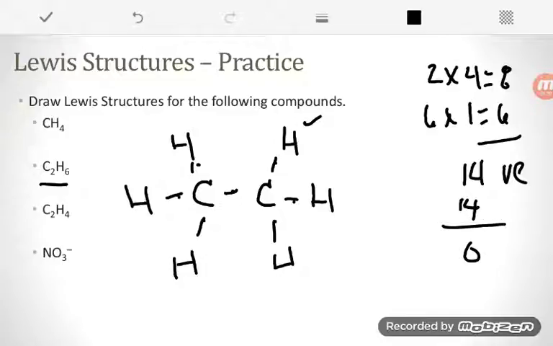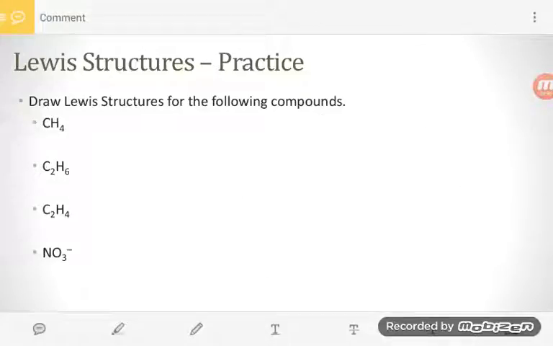I know all the hydrogens are happy. Each carbon has 4 bonds around it, therefore each carbon is happy. So I'm done. Lewis structure is done. Now that's not always going to be the case, so let's look at another example.